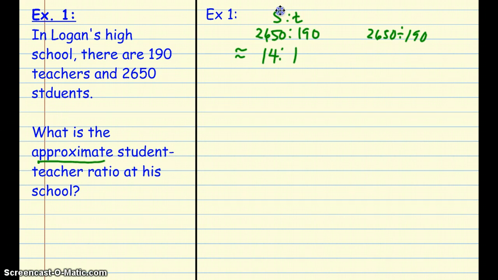So the easiest thing to do is just to simplify it as far as you can. Because it said approximately, I wanted to figure out how many students it was for every one teacher in the building. There are other ways that you can do it, but that's the way that we did it with this one.